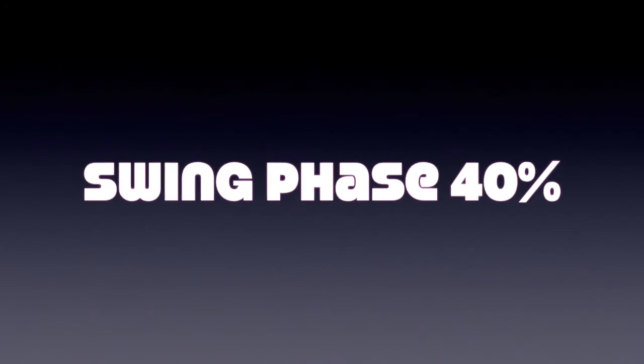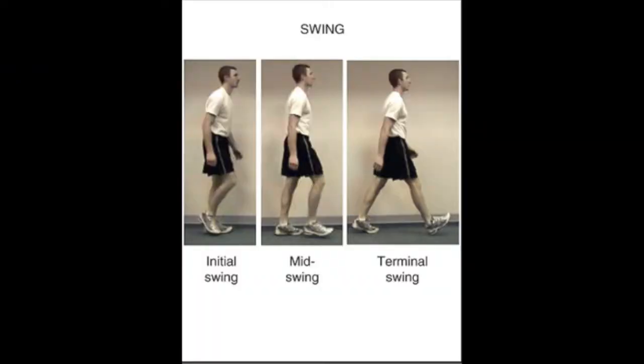The swing phase of gait accounts for 40% of the gait cycle, and there are 3 events. The first event is early or initial swing, the second event is mid-swing, and the third event is late or terminal swing.